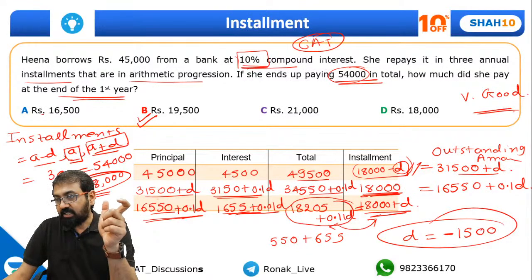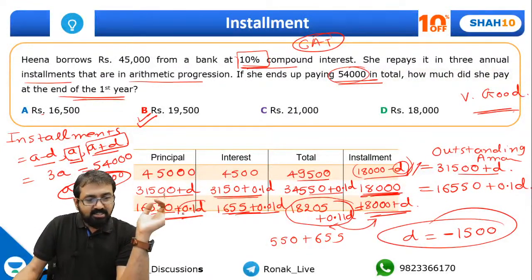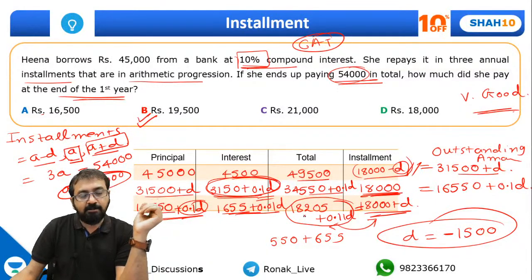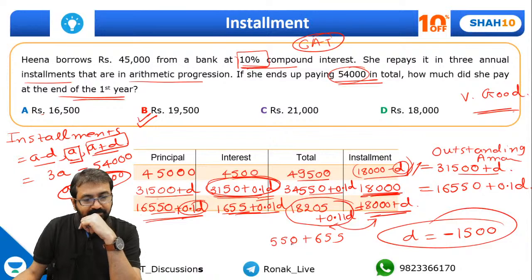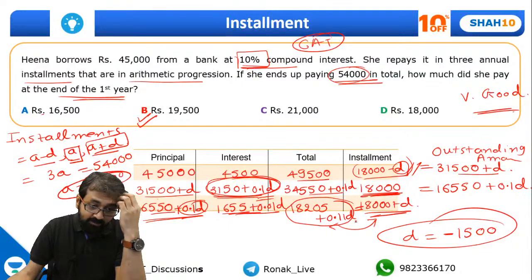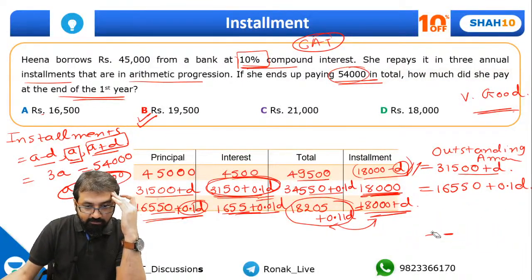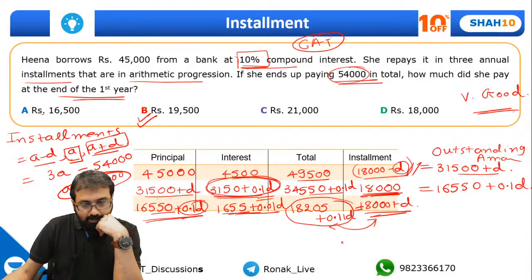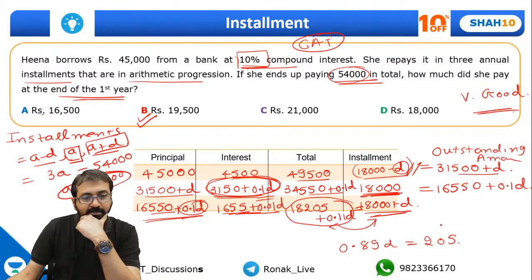Why 0.1D? Is it interest? Yeah, it's interest. See, this came out. I mean, look at 0.1D came over here. So this is the interest now. Yeah. So, guys, because in this one, this is my total. Okay, 18,205 plus 0.11D. So this will get me what? 0.89D will be equal to 205. But नहीं, ये तो prime numbers आ रहा है. It will not be prime numbers. We're making some mistake here.